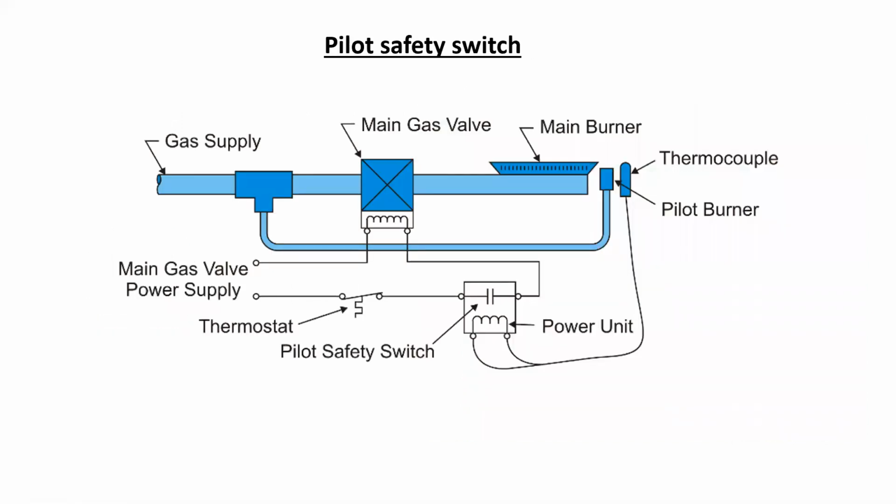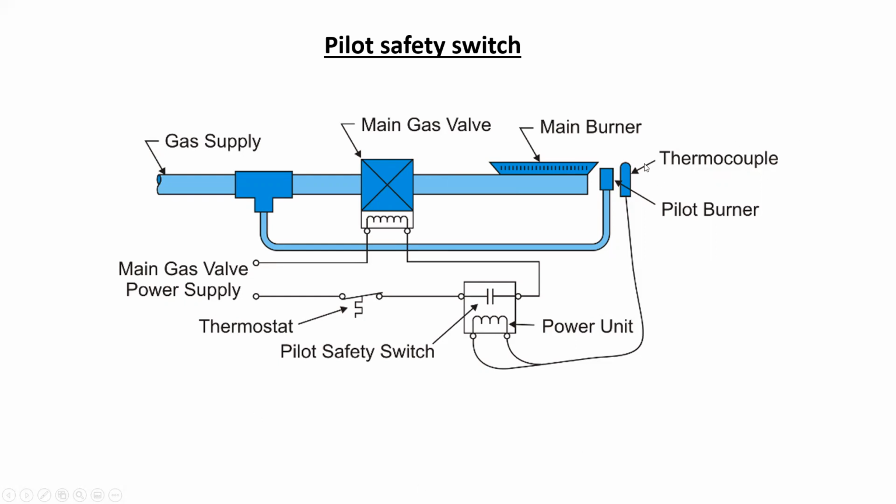The way that this would then be used when connected fully into the system is shown below. We can see that this pilot safety switch is located in series with the thermostat, and the power unit, energized, will close the contact. When the contact is closed, that means that the thermostat has a full closed circuit in order to operate the main gas valve.